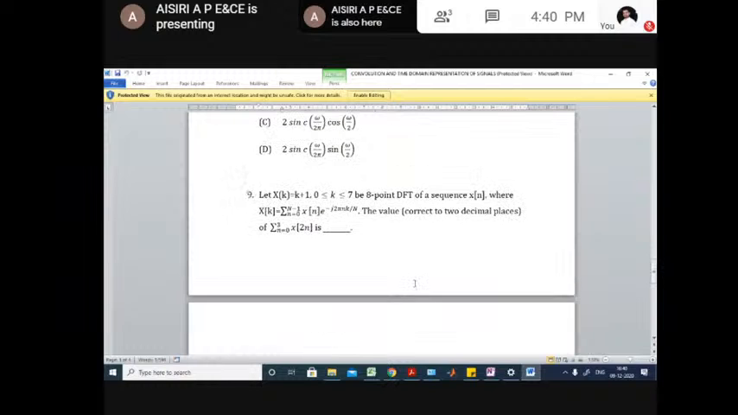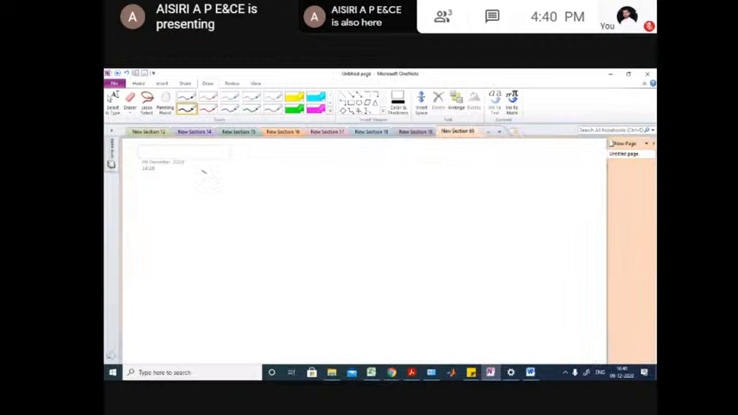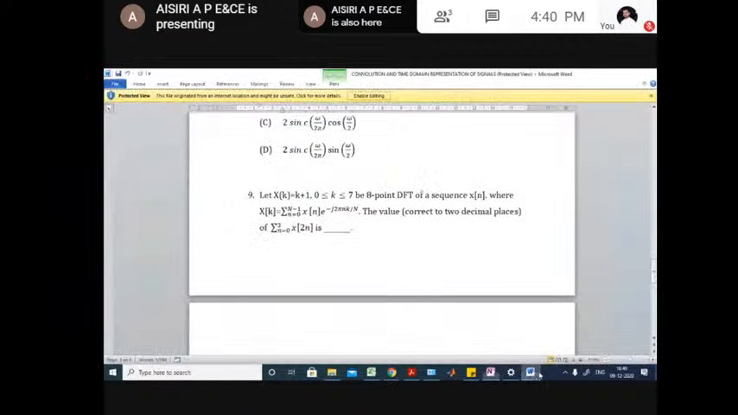The last point is on DFT. Again here, let x of k be equal to k plus 1, for k ranging from 0 to 7. So for k equal to 0, I get 1, and for k equal to 1, I get 2, 3, 4, 5, 6, 7, 8. This is for k equal to 7. This is how x of k looks like. And let X be the 8-point DFT of the sequence x of n.